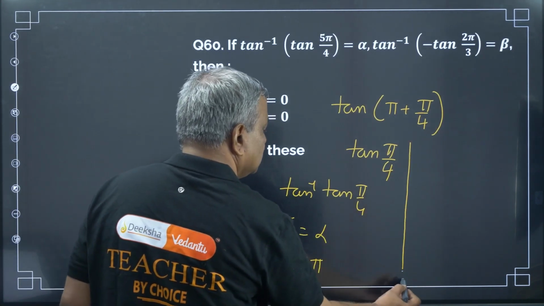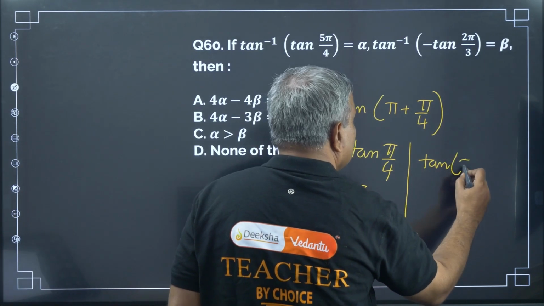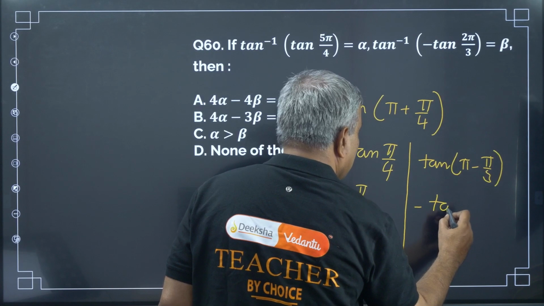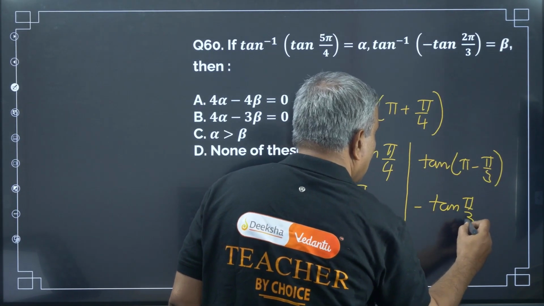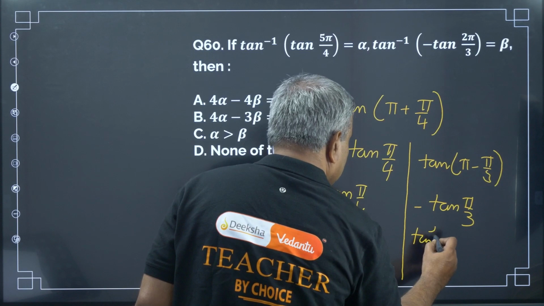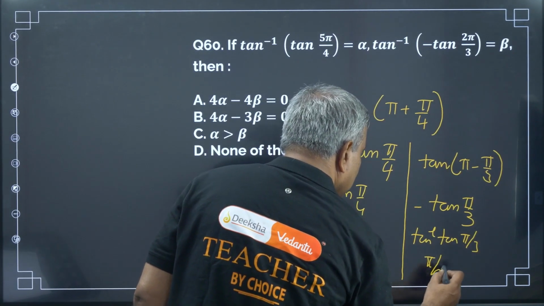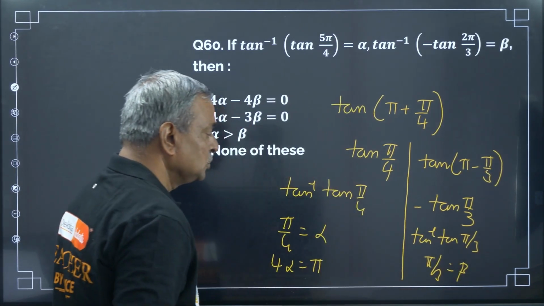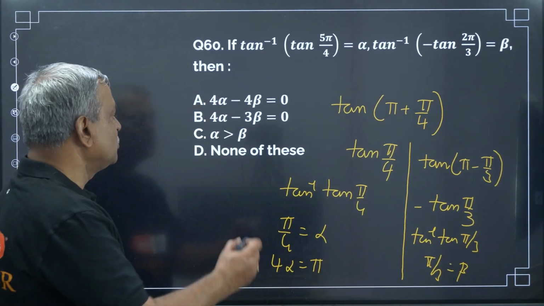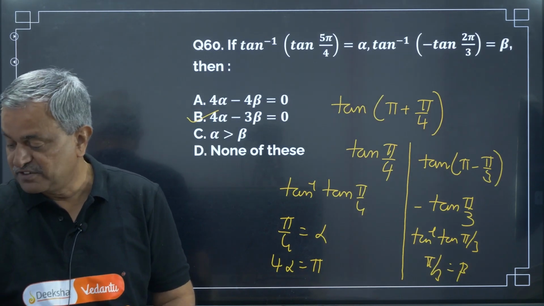Similarly, tan 2 pi by 3, tan of pi minus pi by 3, which is equal to minus tan pi by 3. Outside minus is given, so minus becomes plus. So tan inverse of tan pi by 3 is equal to pi by 3, which is equal to beta. So 3 beta is equal to pi. So 4 alpha minus 3 beta is equal to 0. Option B is correct. 60th question, option B is correct.